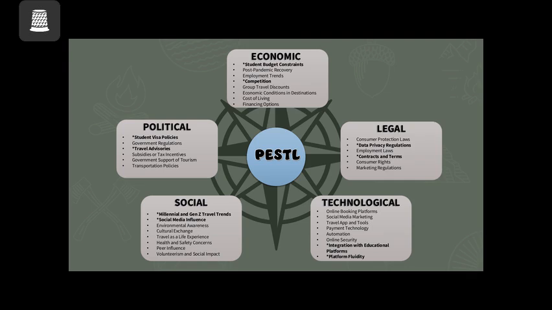Starting with platform fluidity, college students often switch between devices such as smartphones, tablets, and laptops when researching and booking travel. Having a fluid platform ensures users can start a booking on one device and seamlessly continue to finalize on another without disruptions. Having a smooth navigation and intuitive design across platforms reduce friction and make the booking process more enjoyable.